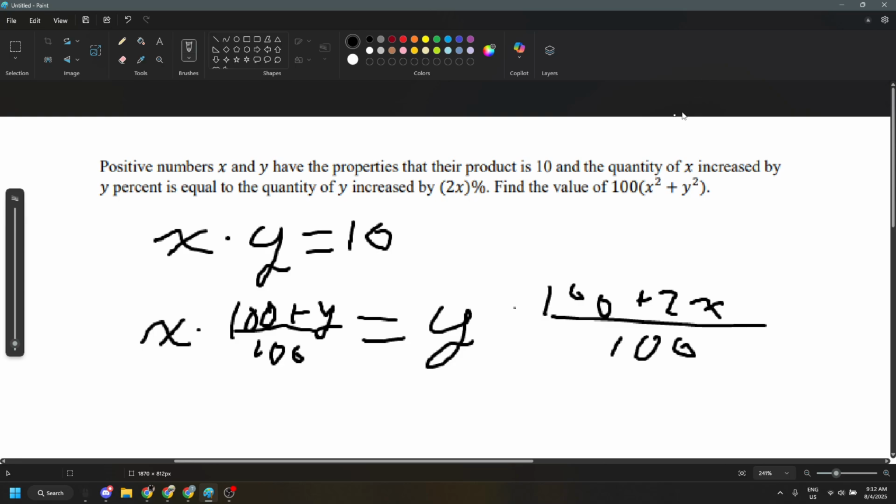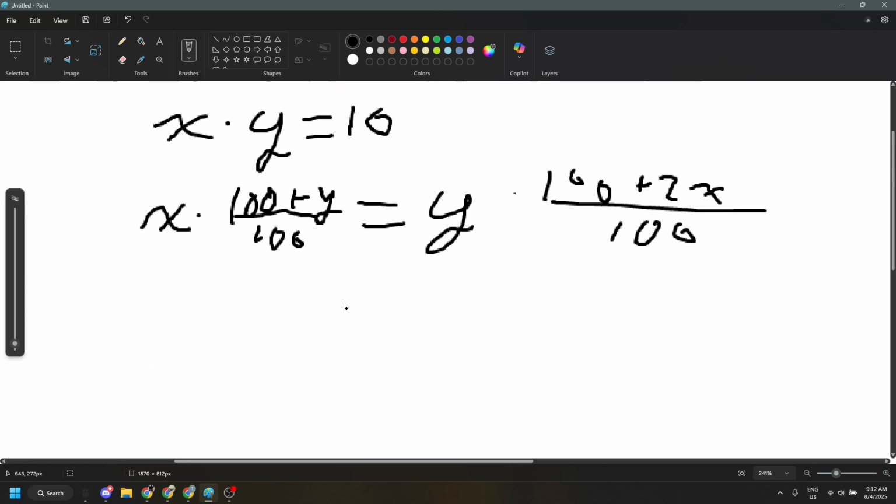Because, let's say, for example, it said increased by 100%. If you didn't have the 100 plus, it'd just be times 100 over 100, which is times 1, the same thing. But we know that increase by 100% means double. So it'd have to be 100 plus 100 over 100, 200 over 100, or 2. Anyways, so, what should I do?